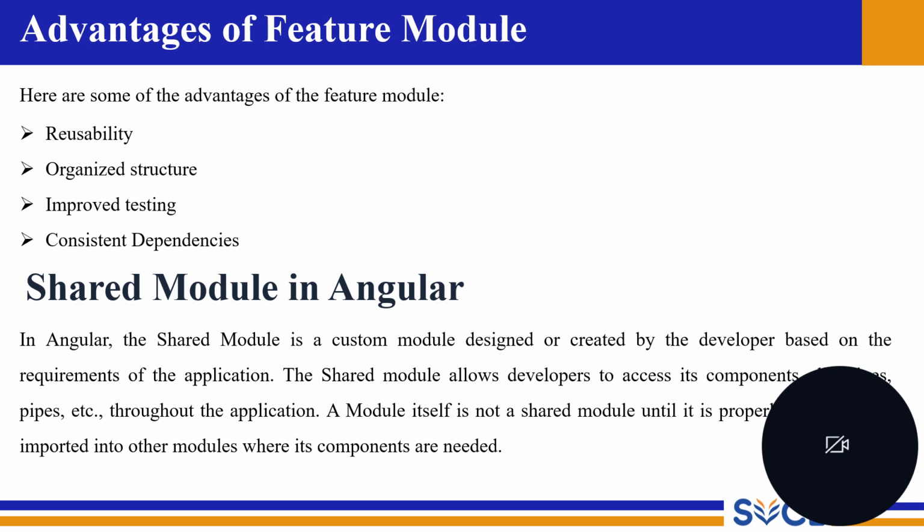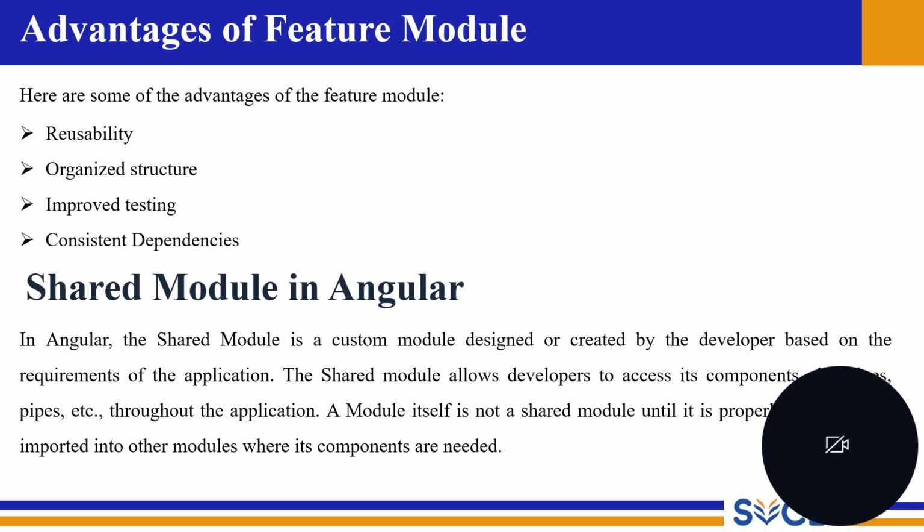So the main differences between feature modules and root modules are: feature modules are mostly created by the user to organize the application structure, while the root module is generally created automatically by the Angular CLI. The feature module provides a way to organize the code in a structured way by functionality, while the root module serves as the application entry point and sets the basic structure and configuration.